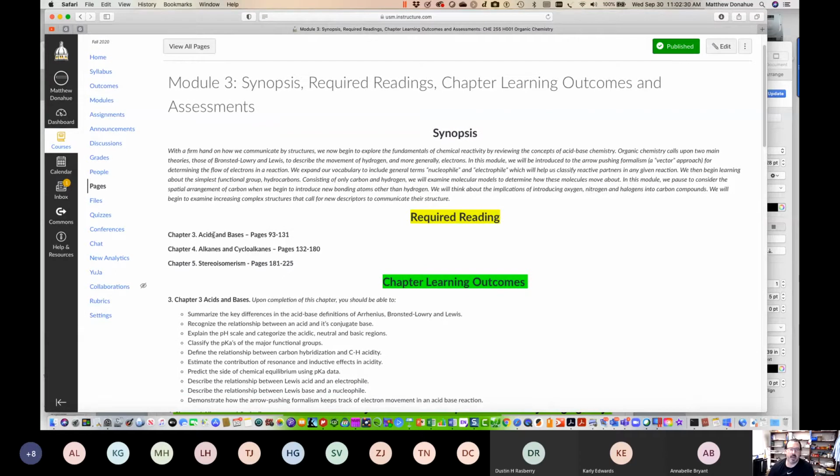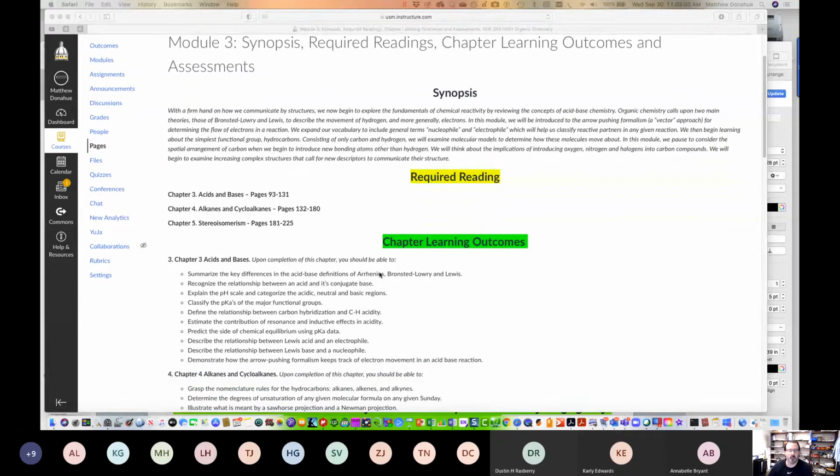So we're going to look at acids and bases, and then we're going to start our foray into our first functional group, alkanes and cycloalkanes. Really, that's not so much about reactions of those, but learning about specific properties. Then we'll transition into stereoisomerism. So when we've talked about wedges and dashes for bonds, we'll really get into why we use that convention.